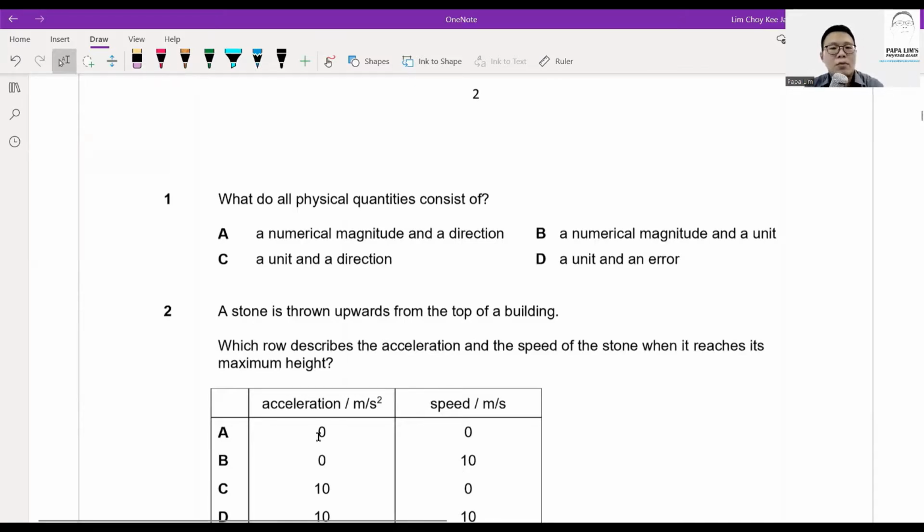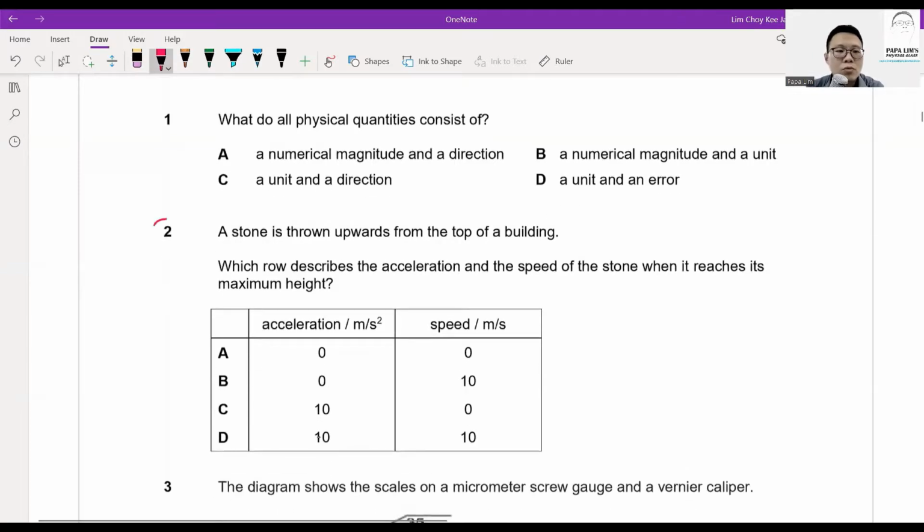For example, question 2. The important thing is we are looking at the thrown object as a free fall, where the stone is thrown vertically upwards, and the question asks for the characteristics of the stone when it is at maximum height. For students, you must be careful when we talk about maximum height. There are a few characteristics that are pegged to this particular position.